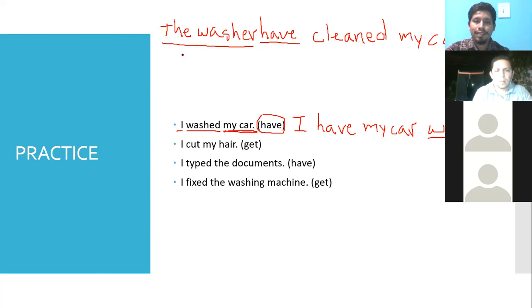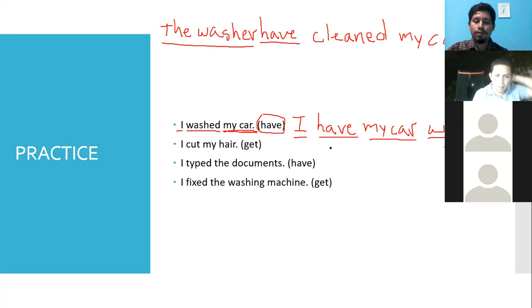How do we do it? With the causative sentence, what we want is to express who did the action. In this case, we call the person the washer, because we don't know the name, but we know that the washer did that action. This is the meaning that we want to give to the sentence. In the first one, we have, I had my car washed, that is using the subject, plus have, plus my car, which is the object of the sentence, and the past participle.